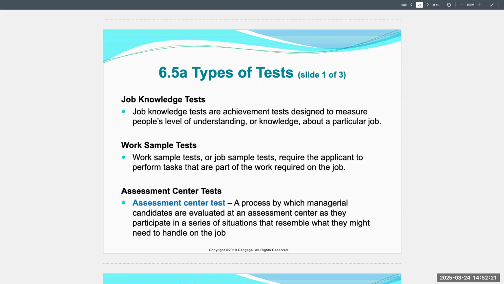And then assessment centers. They're more complex and used primarily for managerial roles. These simulate real-world challenges through exercises like group discussions, case studies, and role play.